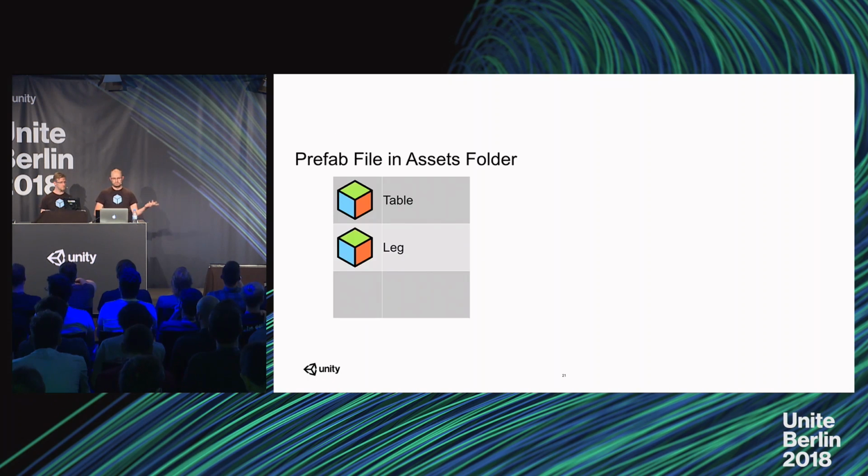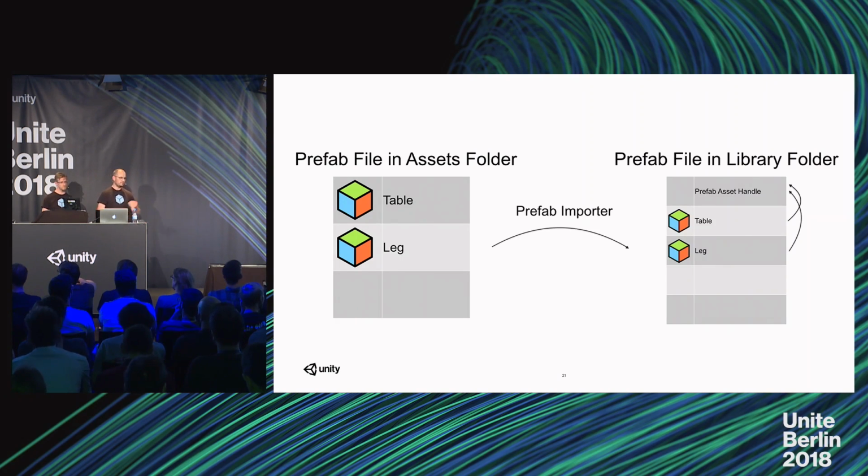We do that now. So we have the Prefab Importer, which grabs the source file as it looks. It's just two simple game objects. It processes it, and into the library folder, it will now put a processed version of your prefab source asset. It'll have the same objects, plus an additional asset handle at the top.